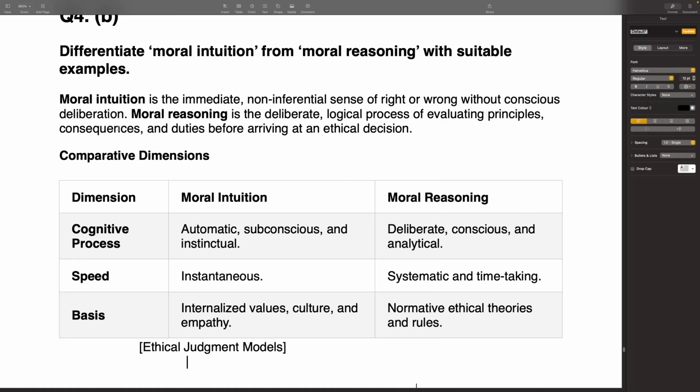Cognitive process. Automatic, subconscious, and instinctual. Deliberate, conscious, and analytical. Speed. Instantaneous, systematic, and time taking. Basis. Internalized values, culture, and empathy. Normative ethical theories and rules.